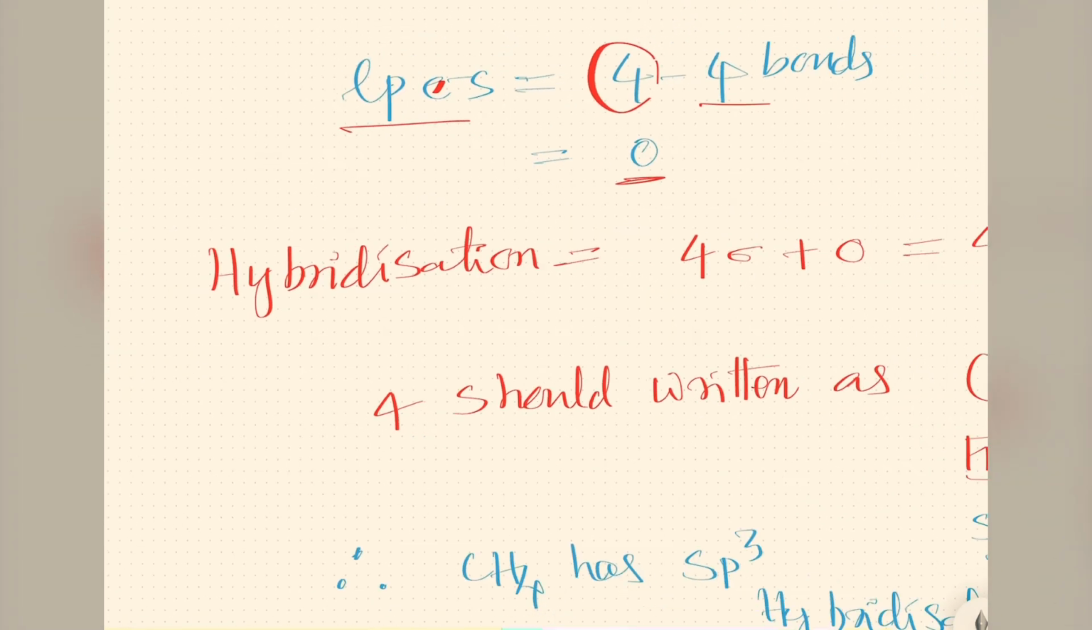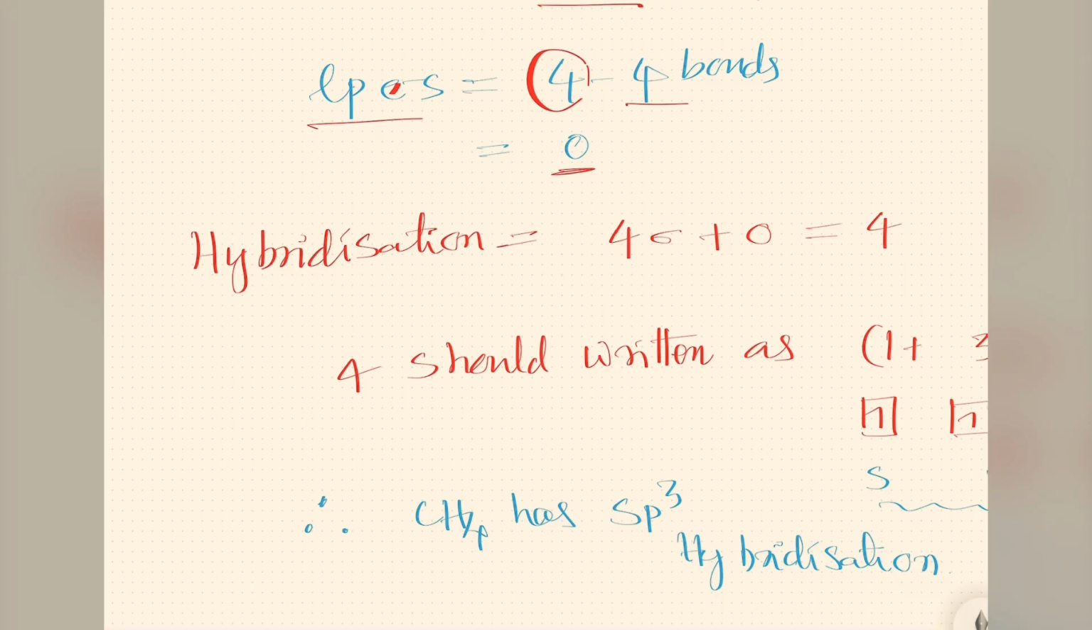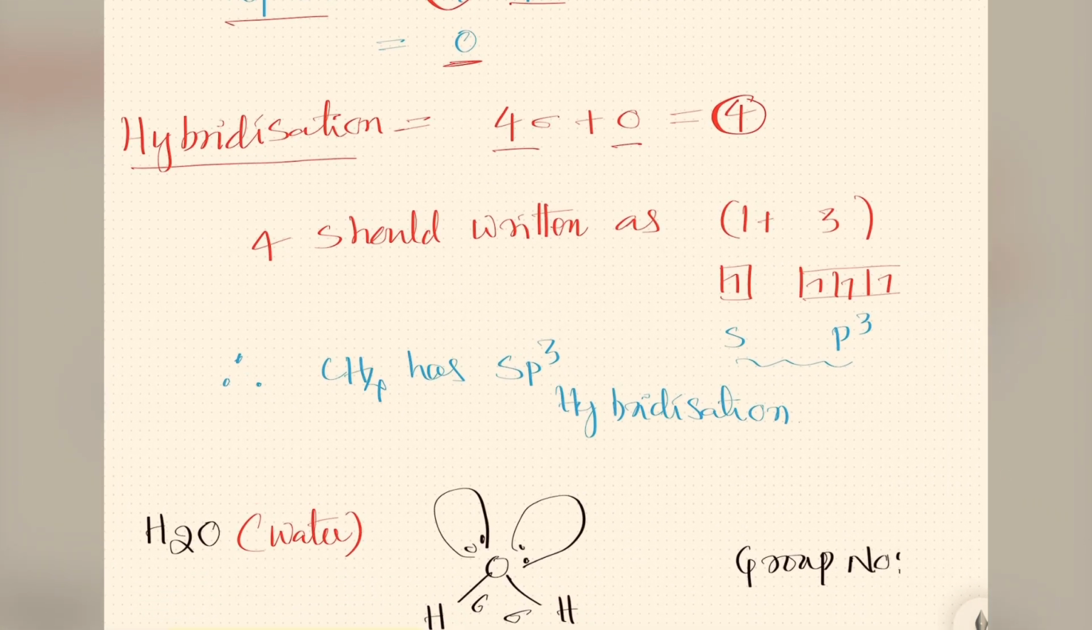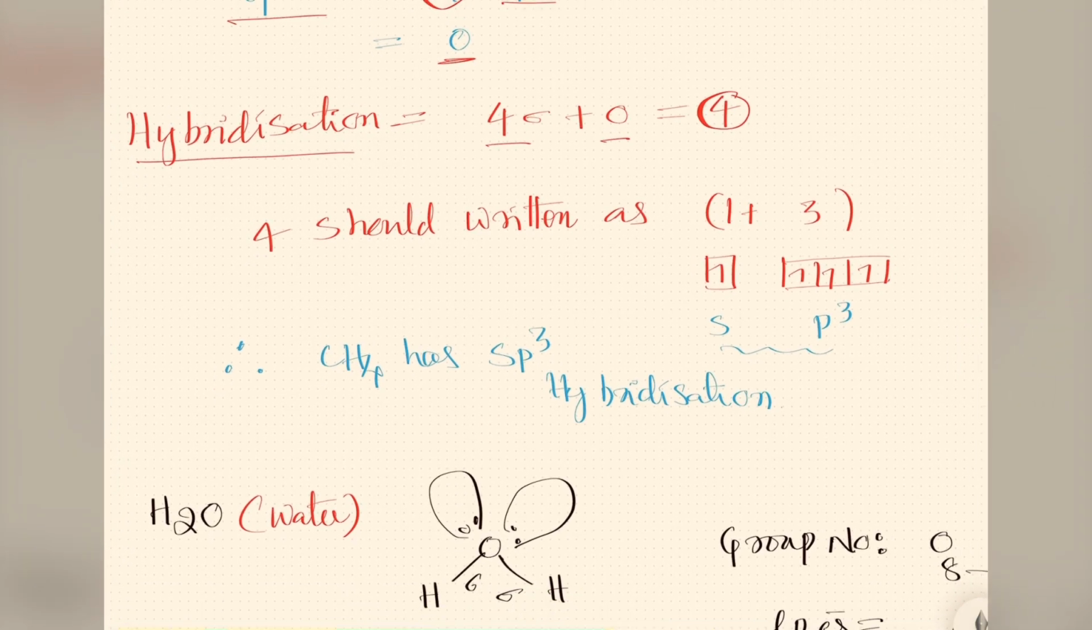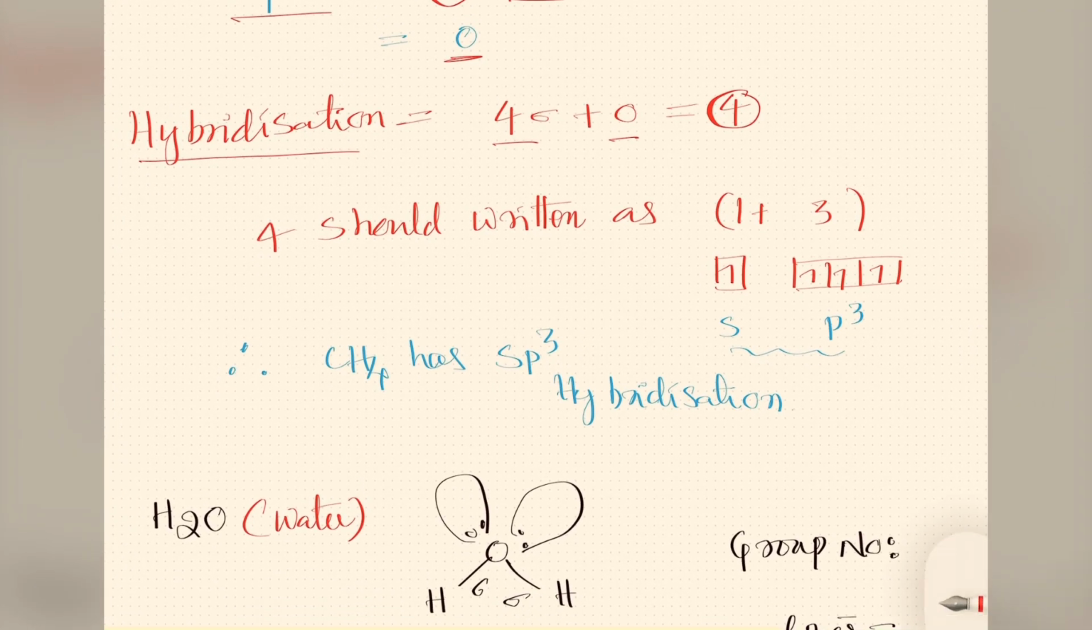See this formula. Hybridization is equal to sigma bonds plus lone pairs. Sigma bonds are 4, lone pairs 0. The sum is equal to 4. 4 means here is a logic. This is very important. All of you concentrate. Clear? What is the logic? If you get the sum as 4.